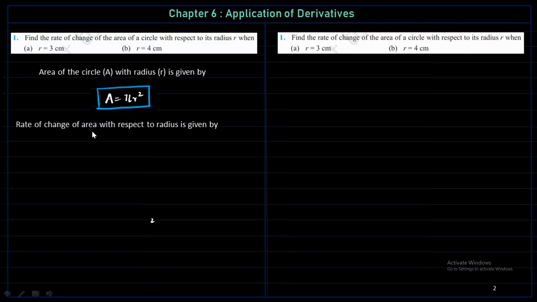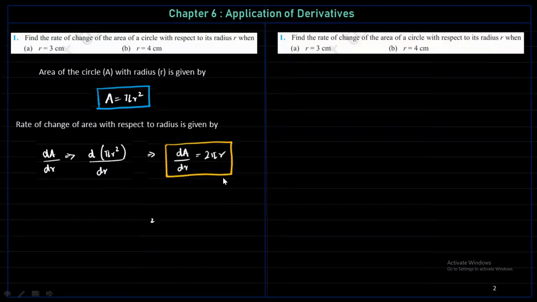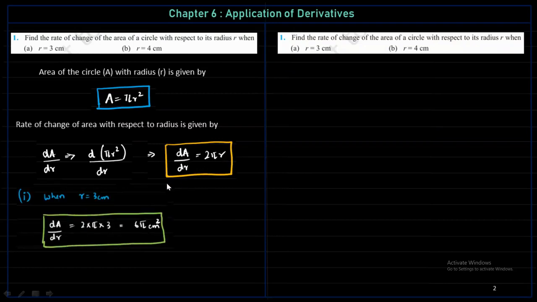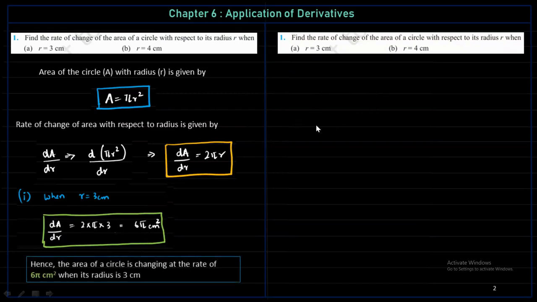So rate of change of area with respect to radius is given by dA divided by dr. So what is your A? A is pi r square. So d of pi r square with respect to dr, meaning that we have to just differentiate this. I will be getting 2 pi r. When the radius is 3, you just plug in the value of r as 3, and you will have your answer. 2 multiplied by pi multiplied by 3 is going to be 6 pi centimeter square. Similarly, when r is 4, again the same thing, right? What is the only difference? The only difference is you will be multiplying by 4 over here.